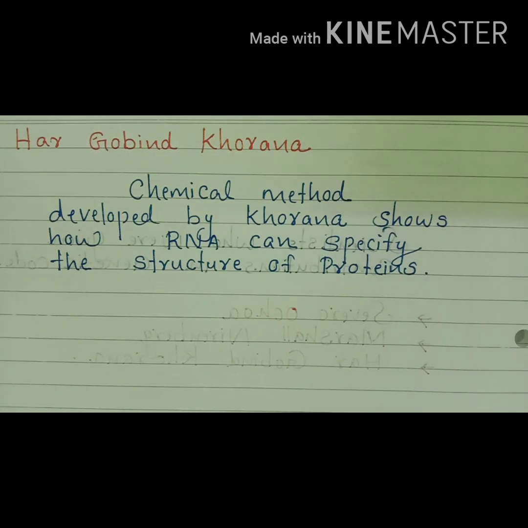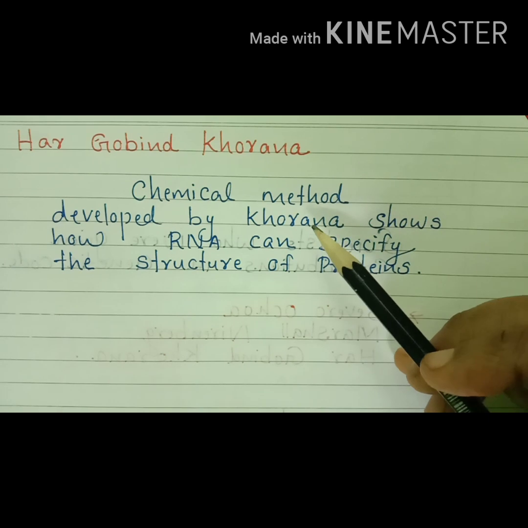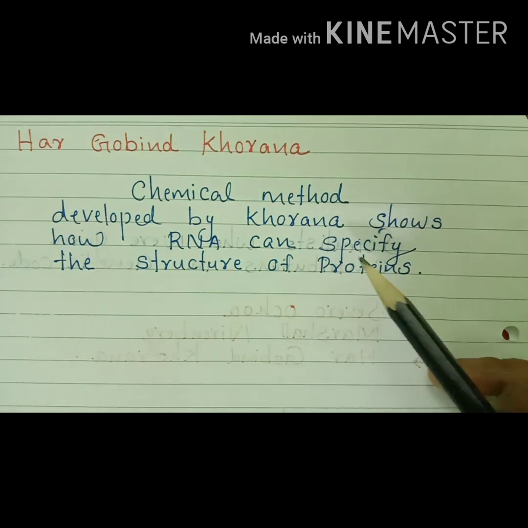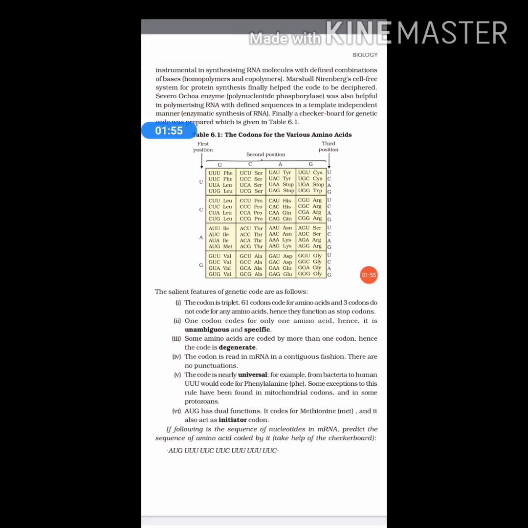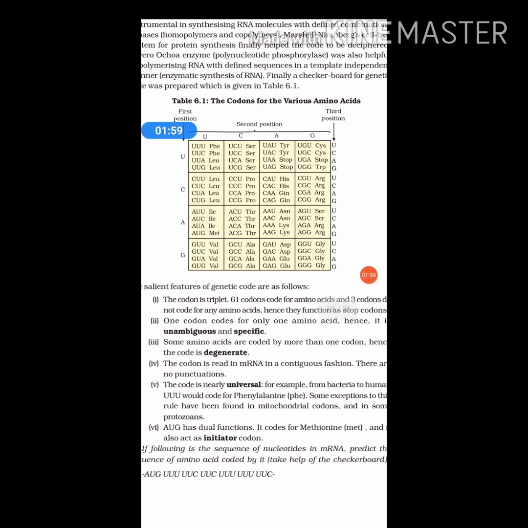Har Gobind Khorana was the scientist who developed a chemical method that shows how RNA specifies the structure of a protein. Next we have another important topic to study: the salient features of the genetic code.